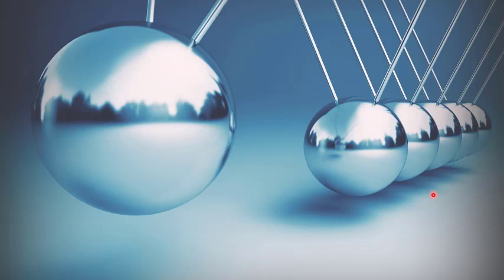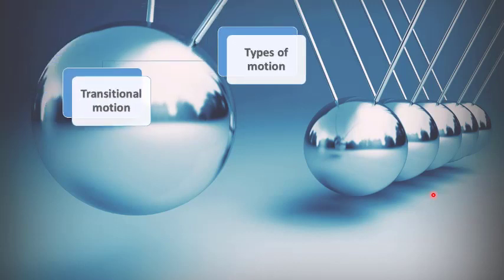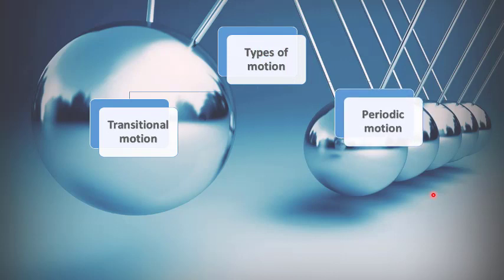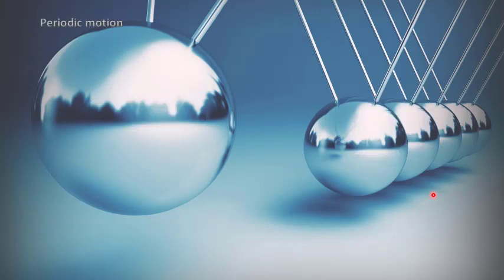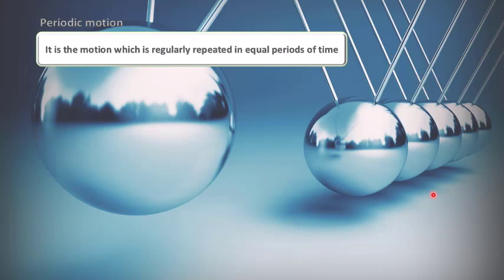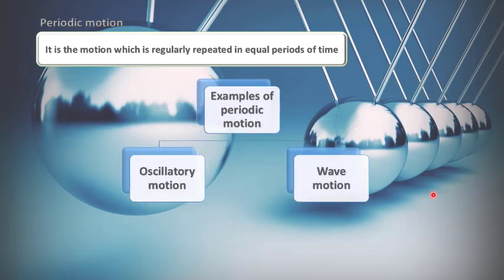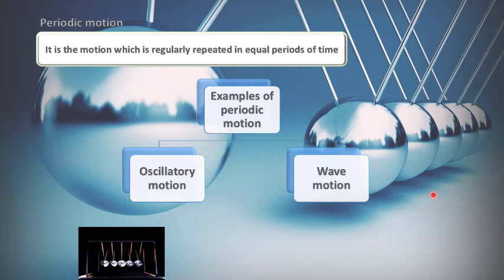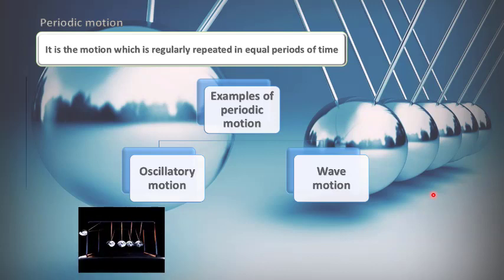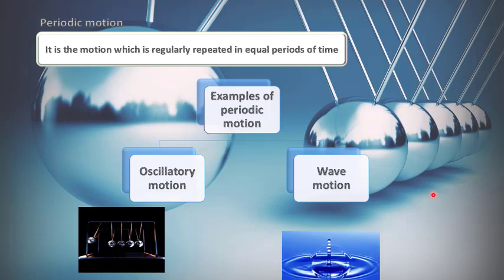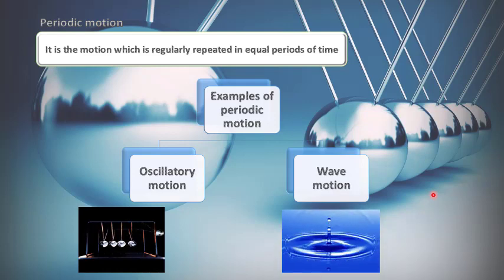Today inshallah we're gonna start in unit 1, lesson 1, which is talking about the oscillatory motion. The types of motions are transitional motion and periodic motion. Periodic motion is the motion which is regularly repeated in equal periods of time. Examples of periodic motion are oscillatory motion and wave motion. Oscillatory motion is like the motion of a pendulum, and wave motion is like the motion of water.